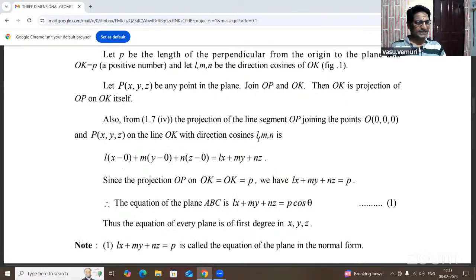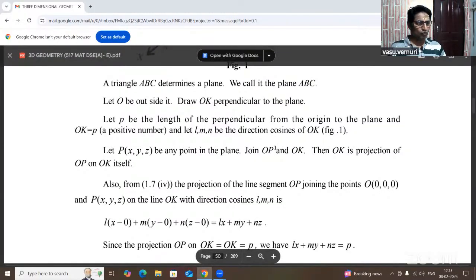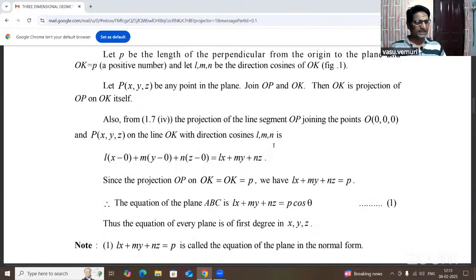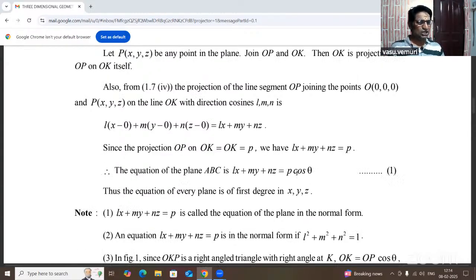Okay, let the point be x, y, z, any point in the plane, and join OP and OK. OK is the projection of OP on OK itself. Here the direction cosines are L, M, N, the origin is capital O (0, 0, 0), and the point is x, y, z. So one point is already given.